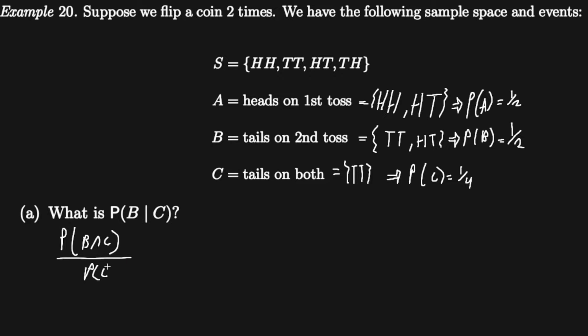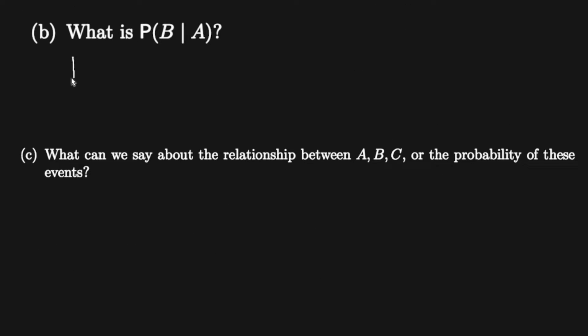So now A is asking, what is the probability of B given C? So we have the formula right there, which is equal to the probability of two tails, which is 1/4, and that is equal to 1/4. Oh, my bad, just one.